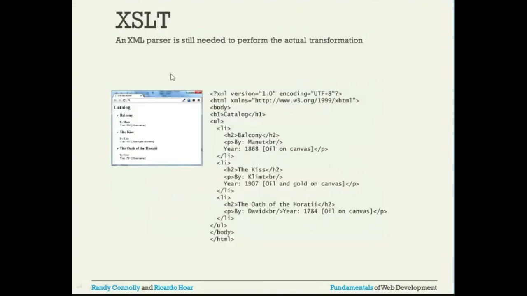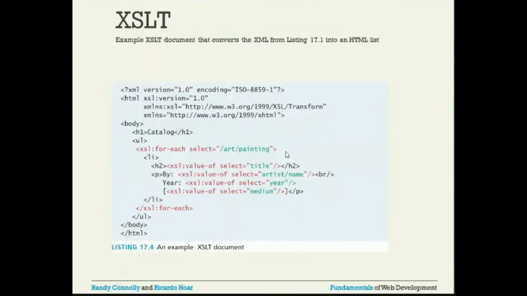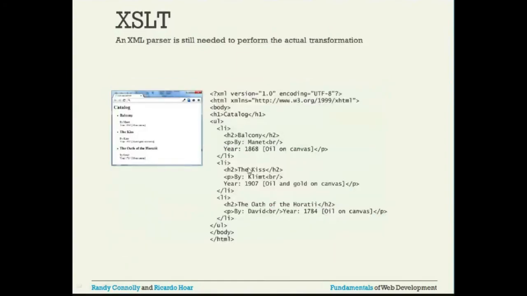This is an example where an XML parser is still needed to perform the actual transformation. So this is how the information will be shown. Once this code executes, this is how the HTML will be created. You can see here, first it will get the balcony and this information. This is how it will be displayed on the browser.